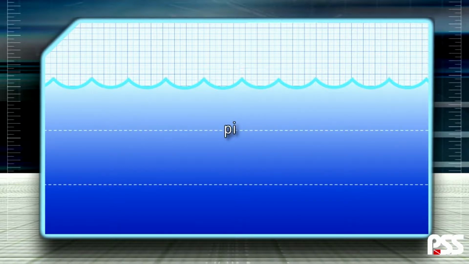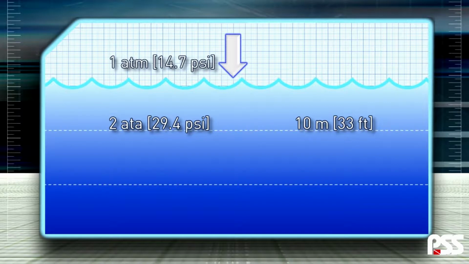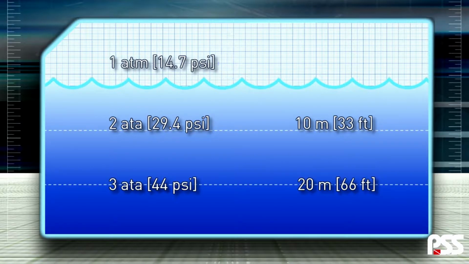We divers, on the other hand, are interested in measuring the total pressure at the depth we are at. We will therefore use the absolute pressure, which is the sum of the hydrostatic plus the atmospheric. At 10 meters of depth, you are already at a pressure that is 1 atm higher than that on the surface. That is, at an absolute pressure of 2 ATA. While on reaching 20 meters, you will have 2 atm more, meaning an absolute pressure of 3 ATA.